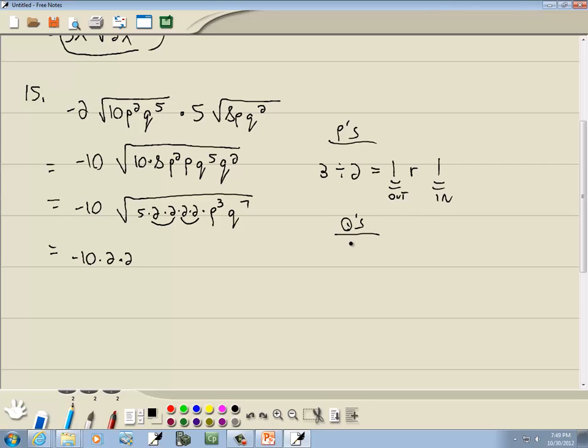Now for our q's. Take our power, which is 7. Divide by our index, which is still 2. So we get 3 with remainder of 1. And again, this is how many come out, and this is how many stay in. Okay, so we're going to have 1 p come out. We're going to have 3 q's come out. Okay, those 2's are gone. We're left with a 5 inside. We have 1 p left inside, and we have 1 q left inside.